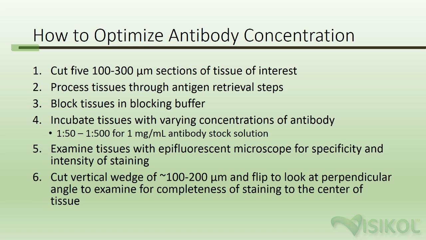How to optimize antibody concentration? Cut 5 100 to 500 micron sections of the tissue of interest. Process tissues through antigen retrieval steps. Block tissues in blocking buffer. Incubate tissues with varying concentrations of antibody. 1 to 50 to 1 to 500 should be used for 1 mg per ml antibody stock solution. Examine tissues with an epifluorescent microscope for specificity and intensity of staining. Examine tissues using a confocal microscope on the XZ plane to determine the level of intensity according to depth.